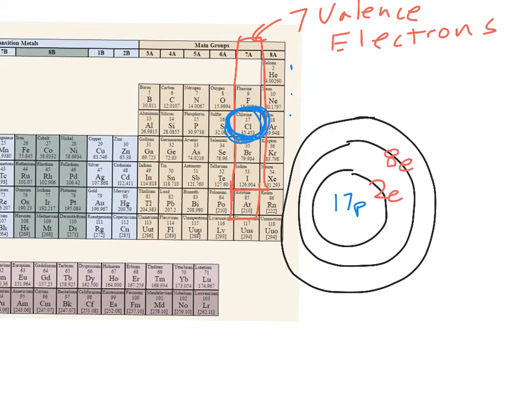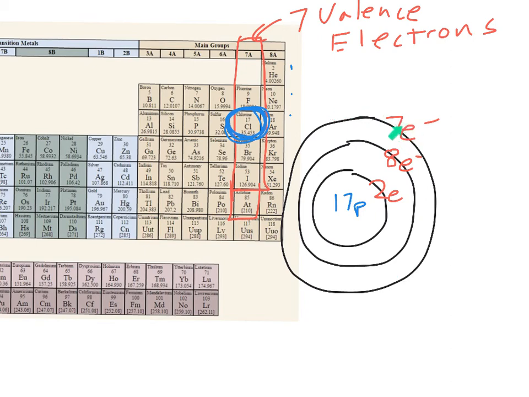8 electrons in the second energy level. And then 7 electrons in the next energy level. It wants to have 8 in that outermost energy level. It wants to have 8 in this final third energy level.